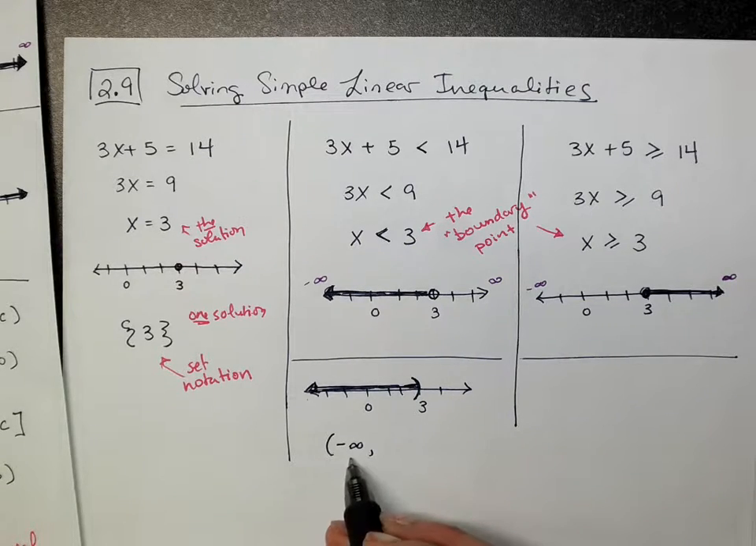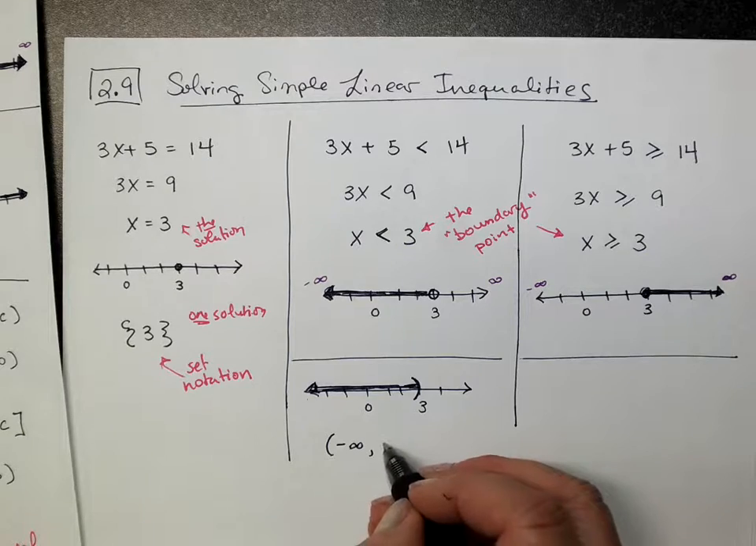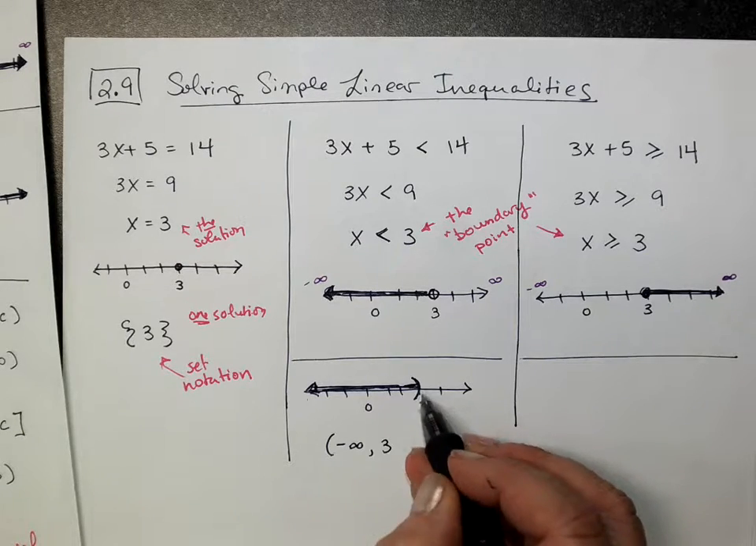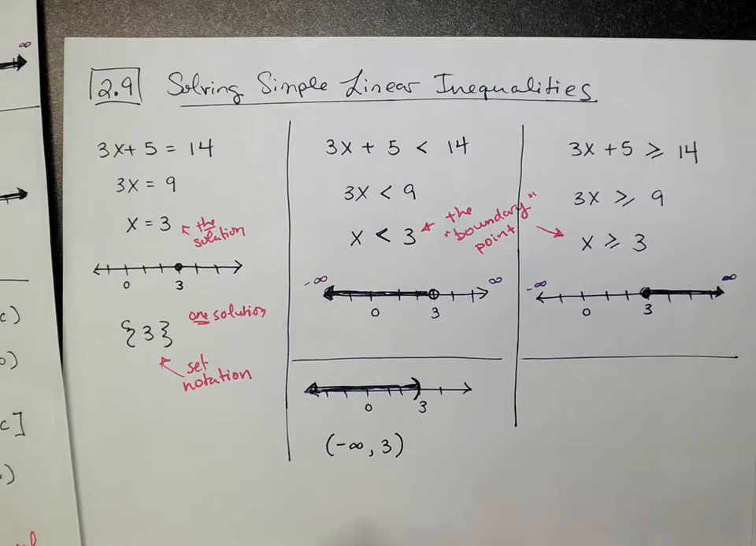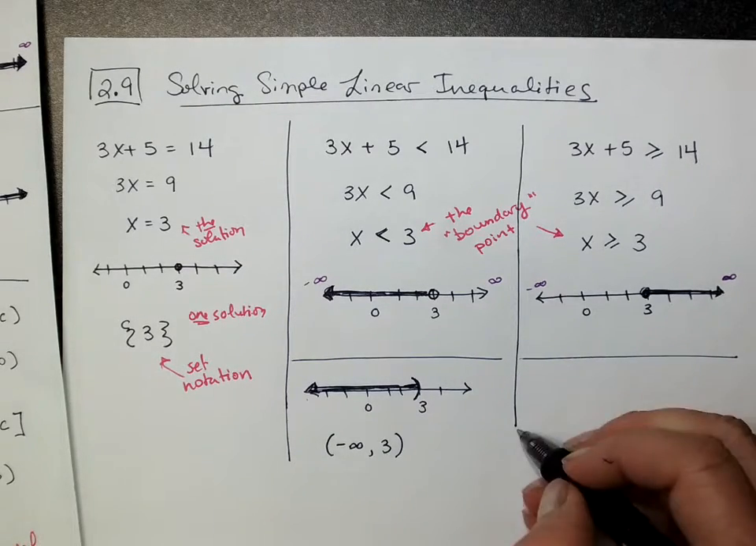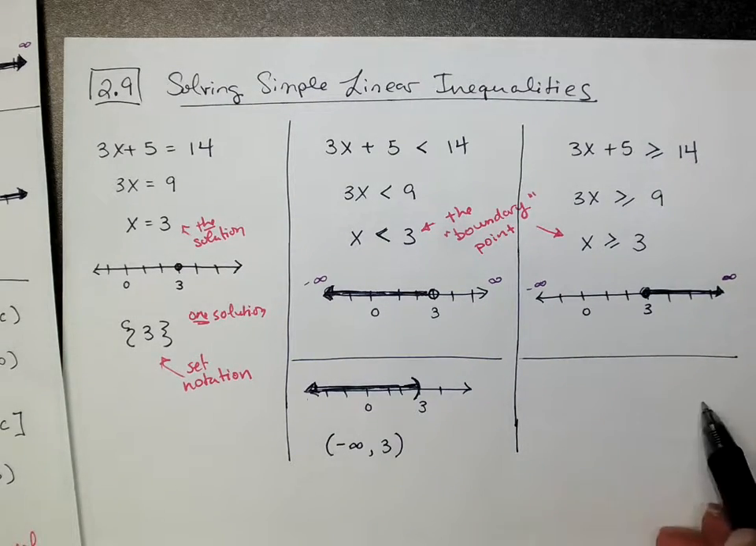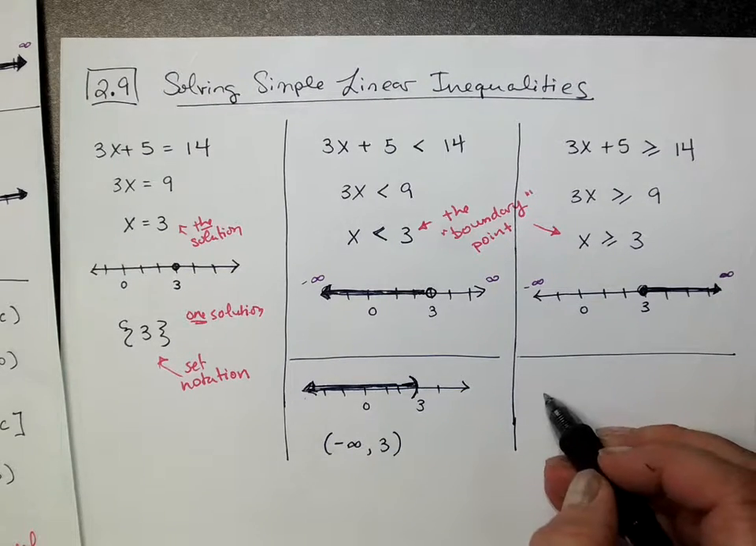Comma, so it's the smallest value, and what's the largest value? 3. And 3 is not included, so just like on the graph, we show that with the parenthesis. All right, so do the number line with interval notation and the pure interval notation for this one.